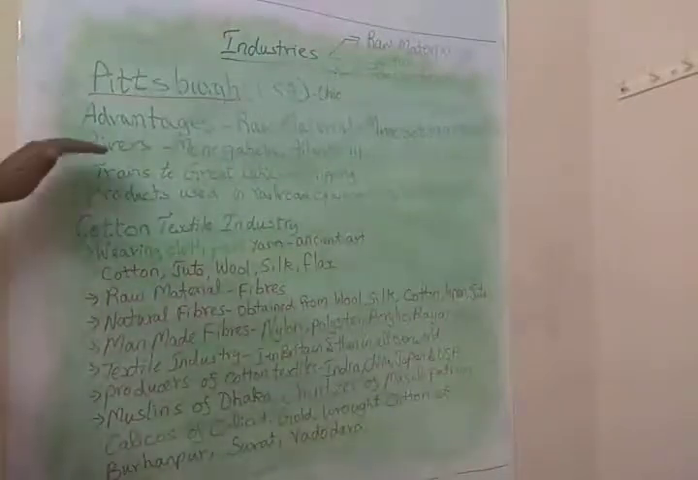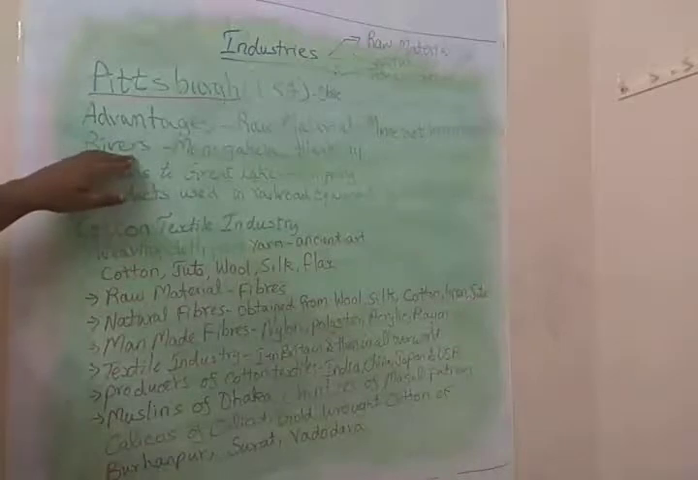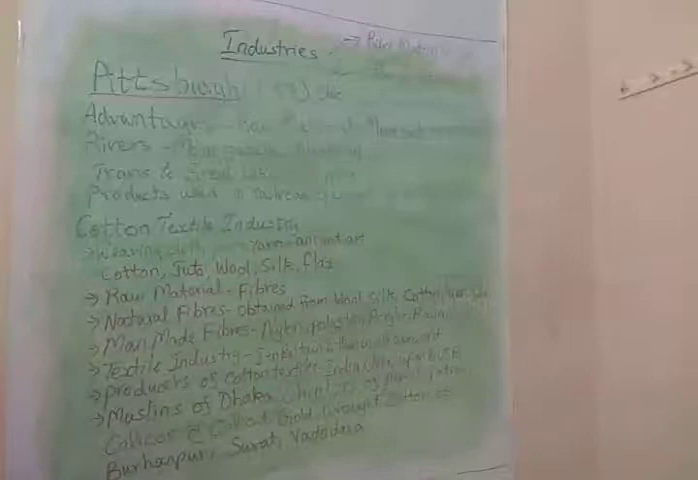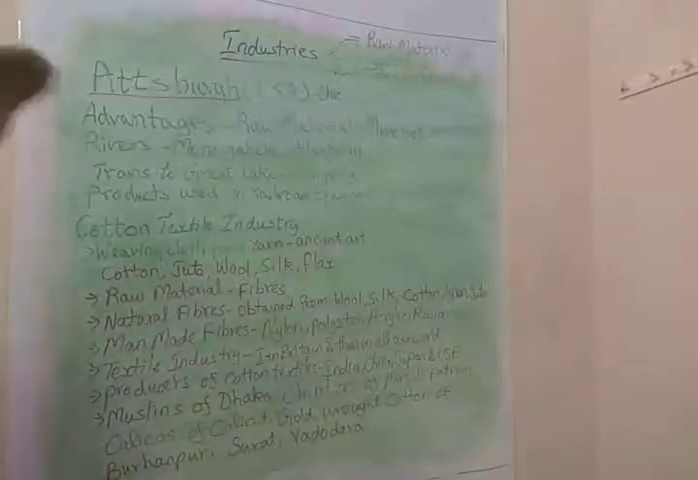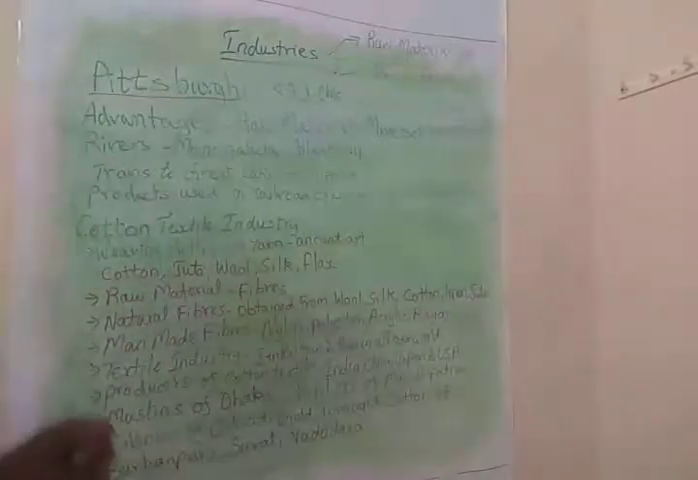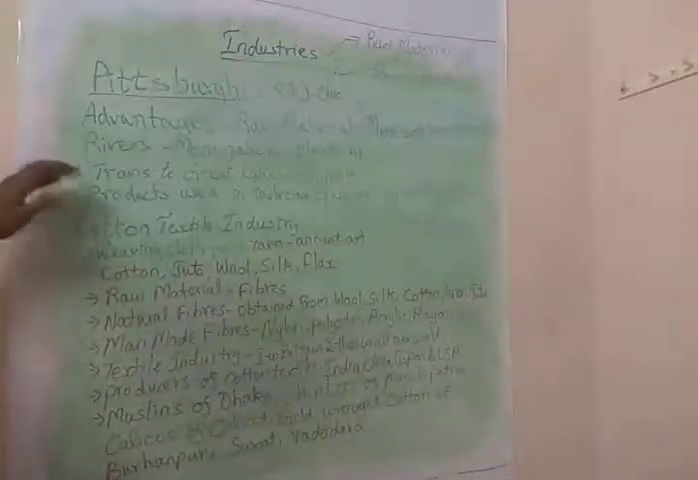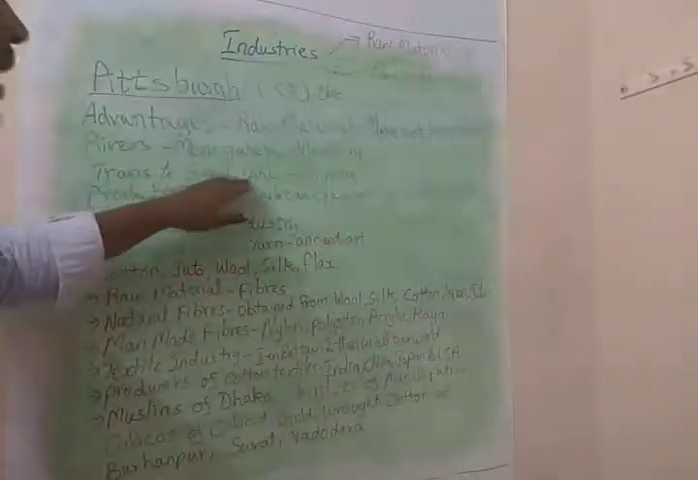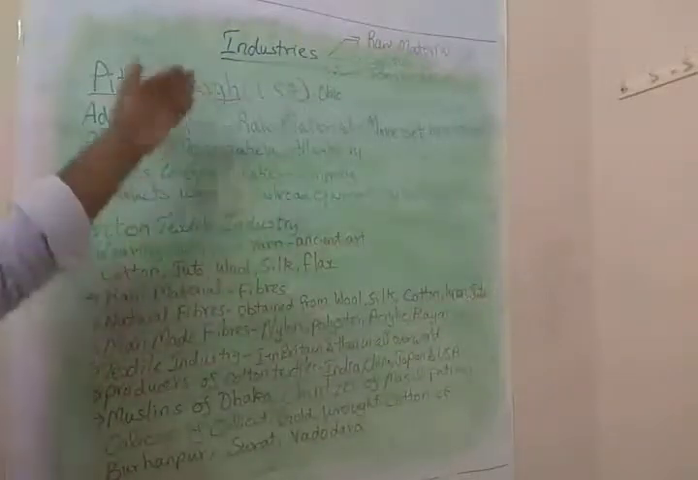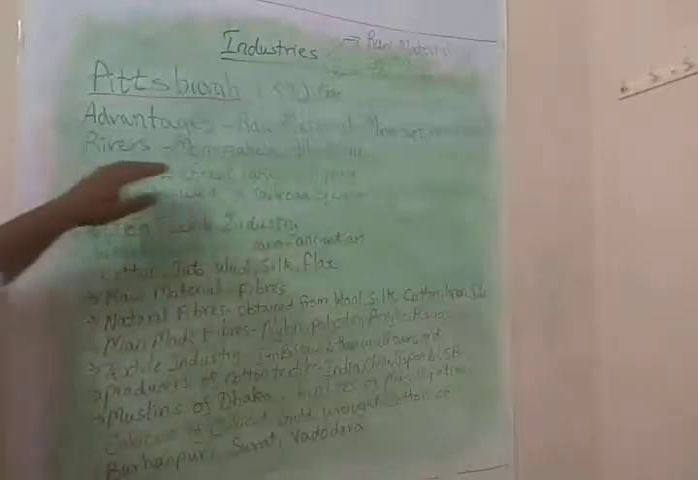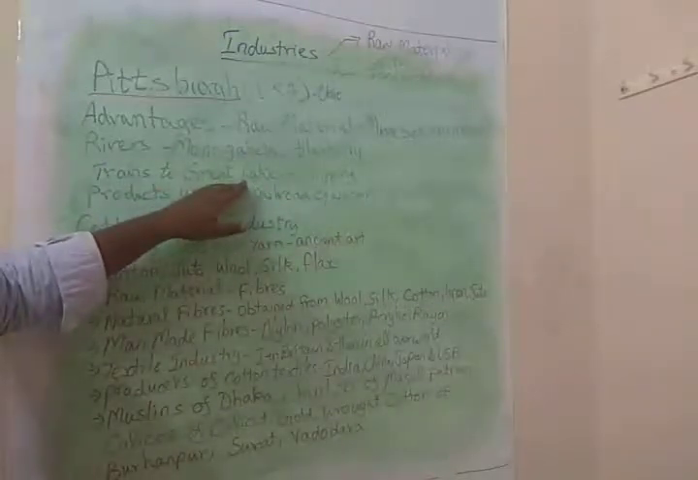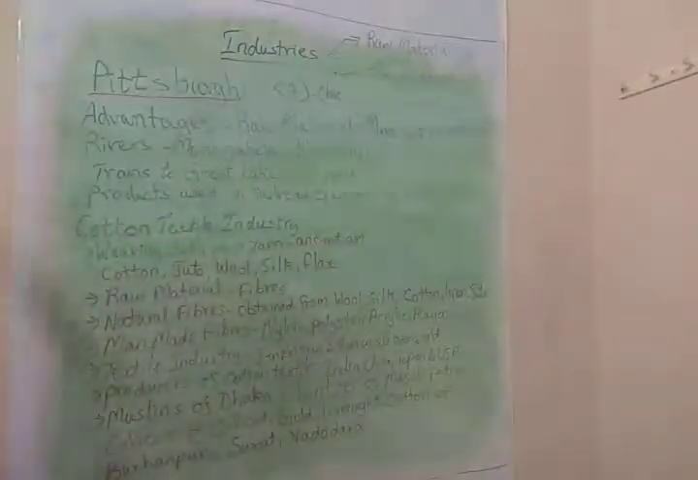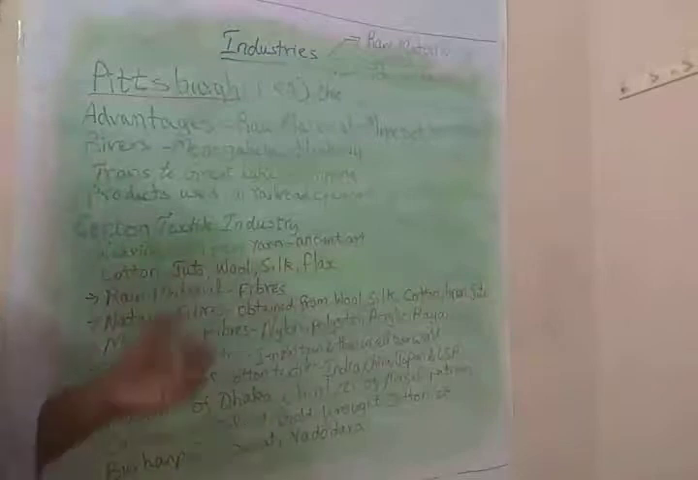And the next main thing is water. Rivers like the Monongahela and Allegheny were nearby that area, so from those rivers they get plenty of water for processing the iron and steel. The next thing is transportation. They have train lines to the Great Lakes nearby, and from the Great Lakes they have shipping. Through ships, they take their iron and steel products all over the world.